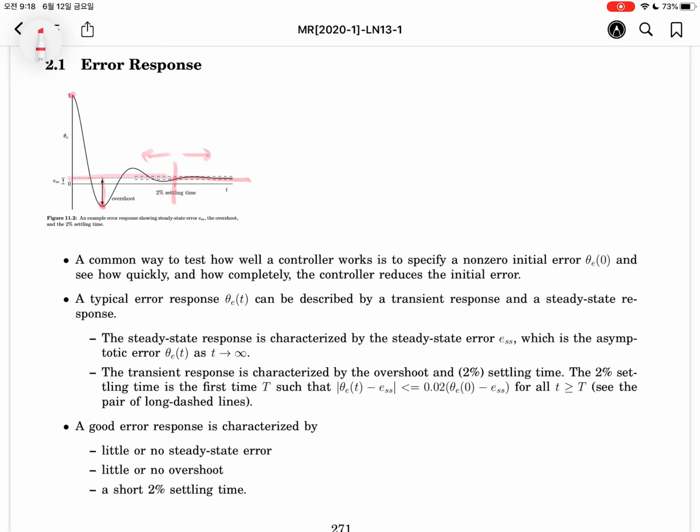Let me read it. A common way to test how well control works is to specify a non-zero initial condition error, such as 1, and then we will examine the response of the error dynamics. And we will see how quickly and how completely the controller reduces the initial error. This error should be quickly removed. This error should be completely removed without any remaining errors. That will be the specification of error response.